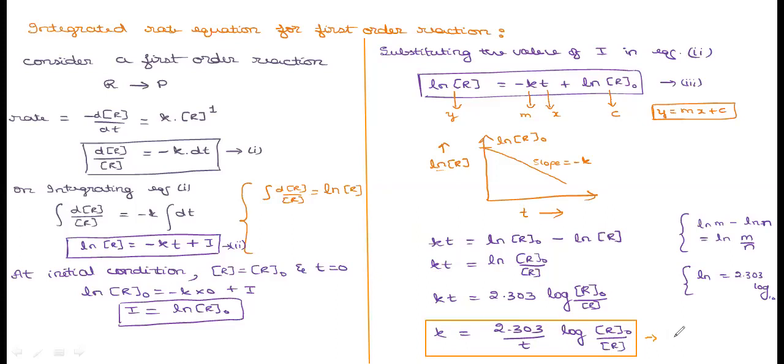Now this is equation 4, which is our final integrated rate equation form for first order reaction. So for zero order, it is k is equal to R naught minus R by t. For first order, k is equal to 2.303 by t log R naught by R. If it is a differential rate equation, the differential rate equation will be minus dR by dt is equal to k into concentration of R power 1. So this will be the differential rate equation.